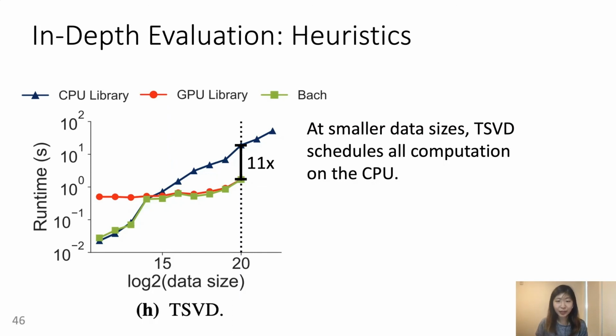Next, we evaluate heuristics. In this workload, we use the same linear estimators as described in the design, and thus smaller data sizes assign all computation to the CPU, while larger data sizes default to scheduling as many operations as possible on the GPU. As a result, the Bach runtime here is a minimum of the runtimes of the two other implementations. However, the heuristics aren't entirely necessary since the absolute runtimes at small data sizes are also so small.